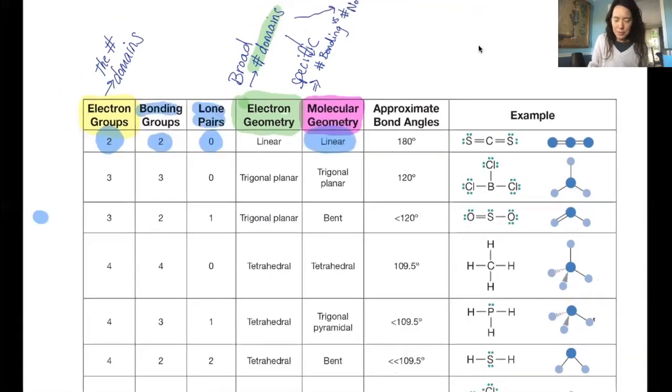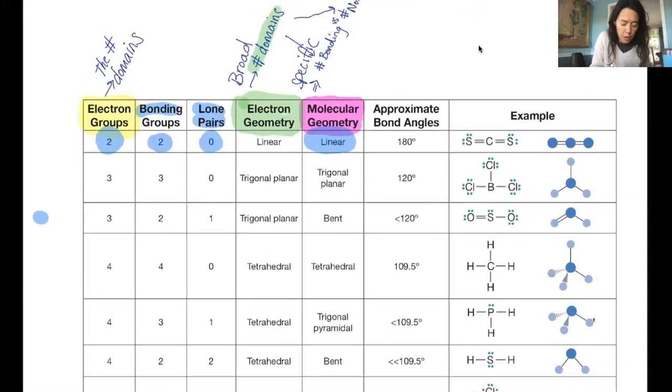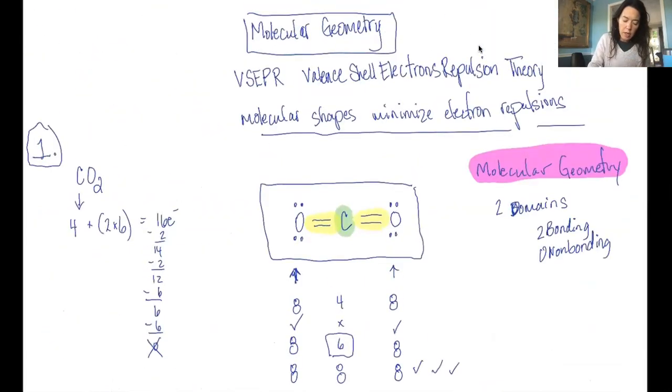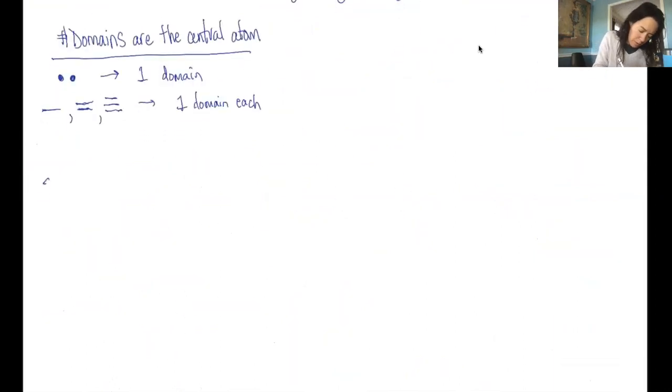But there we go. 2 electron groups, both of which are bonding. We have 0 lone pairs. We're concerned with the molecular geometry. That is the orientation that will minimize repulsions for any molecule that has 2 bonding and 0 non-bonding. So we will call the carbon dioxide molecular geometry linear. That makes sense. It looks like a line, right? Let's look at another example.